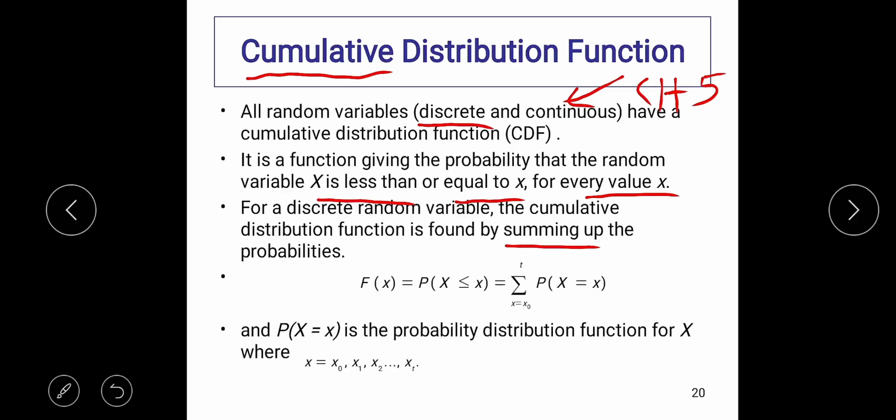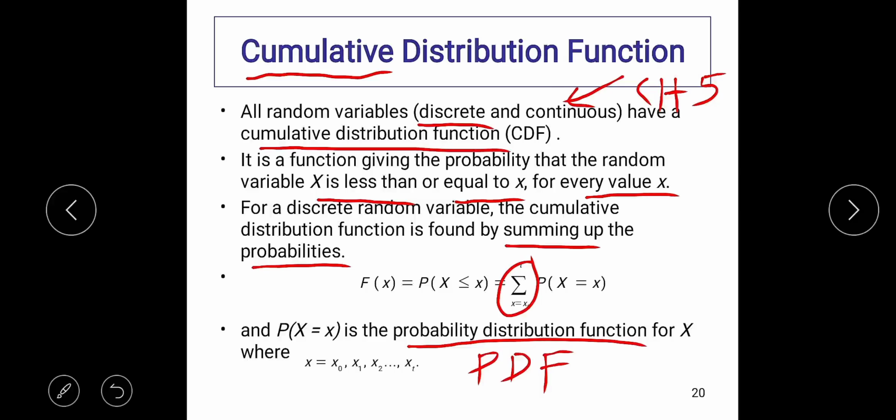Again, you have the summation symbol here, which means you sum up all the probabilities. So your p(x) here is also known as your probability distribution function, which we did previously, and sometimes you can shorten it using PDF only. So this is your probability distribution function, and this is your cumulative distribution function, your CDF.